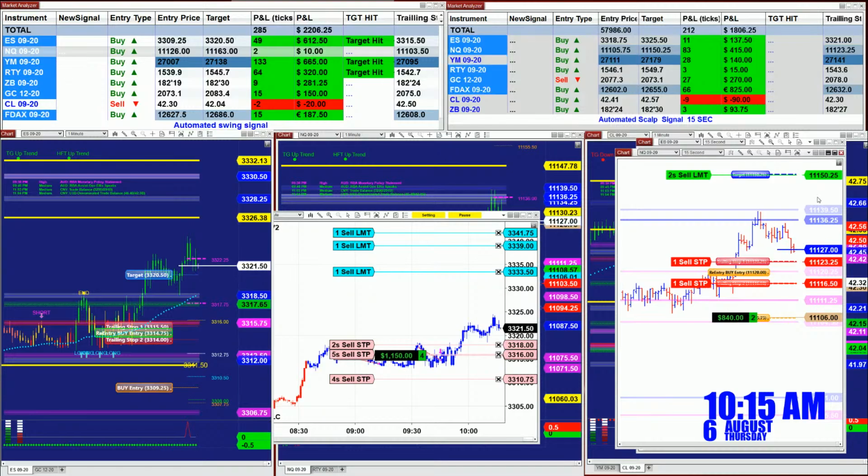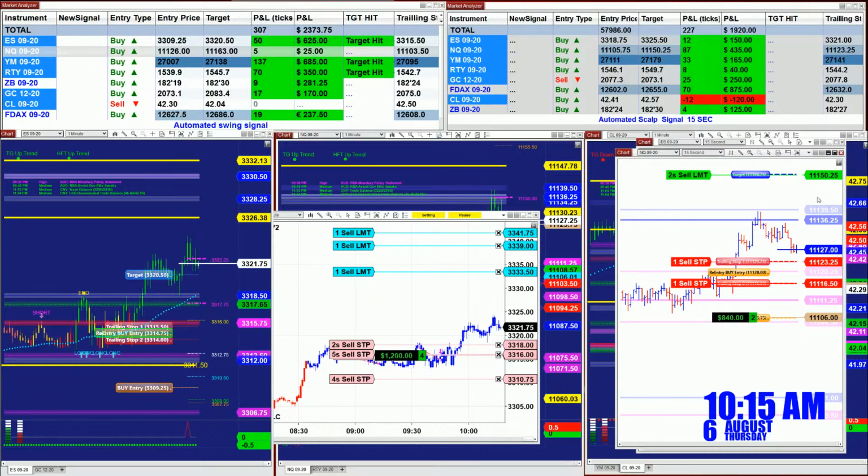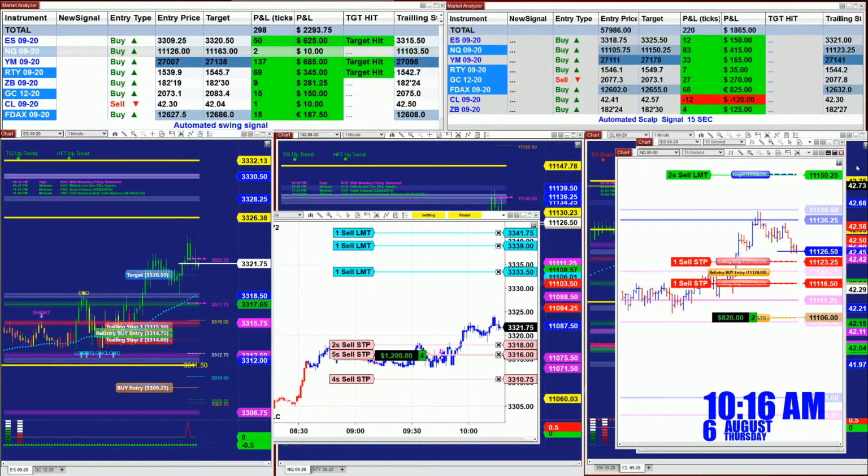So we are playing right now. The market can go both of direction. This is a really, really critical area at the moment. Really critical area.